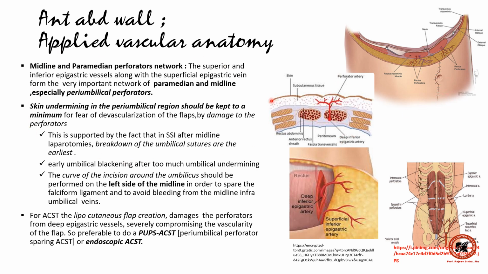So if you look at the applied part of the vascular anatomy, number one, you have midline and paramedial perforators, not only from the arteries. This is the arterial perforator. See, this is the epigastric vessel lying between the rectus abdominis and the posterior rectus sheath; it gives a perforator, perforates the anterior rectus sheath and comes to lie in the subcutaneous tissue.